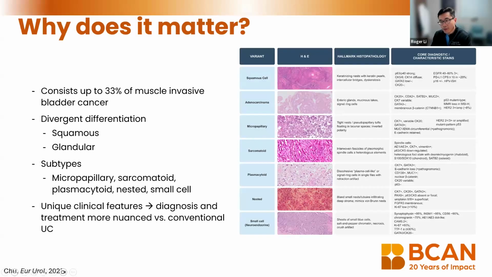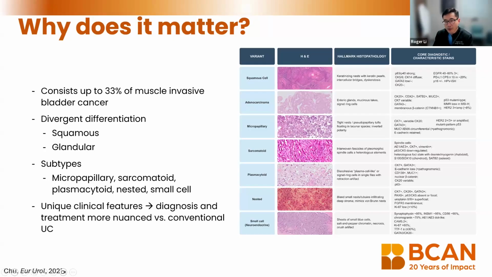So as Dr. Al-Ahmadie had stated, overall, if you look at all of the divergent differentiation or subtype tumors, even though individually they're very rare, together they actually consist of up to 1/3 of all muscle invasive bladder cancer. And when we talk about divergent differentiation, this is actually the tumors taking on a different sort of cell type. If they take on a cell type that resembles the skin, we call it squamous. If they take on cell types that resemble the gut, we call it glandular.